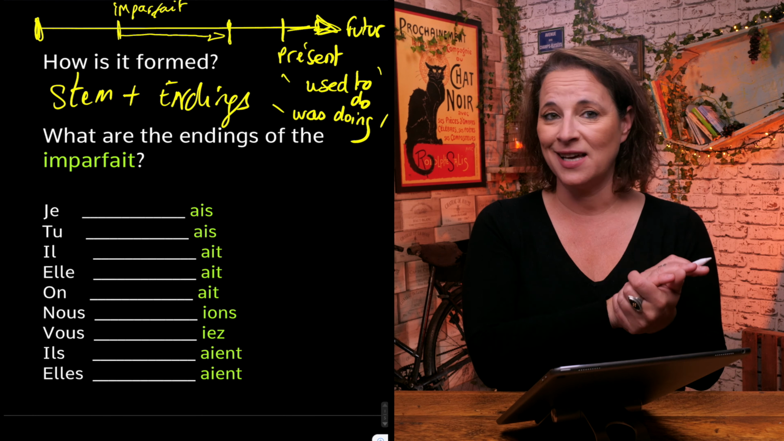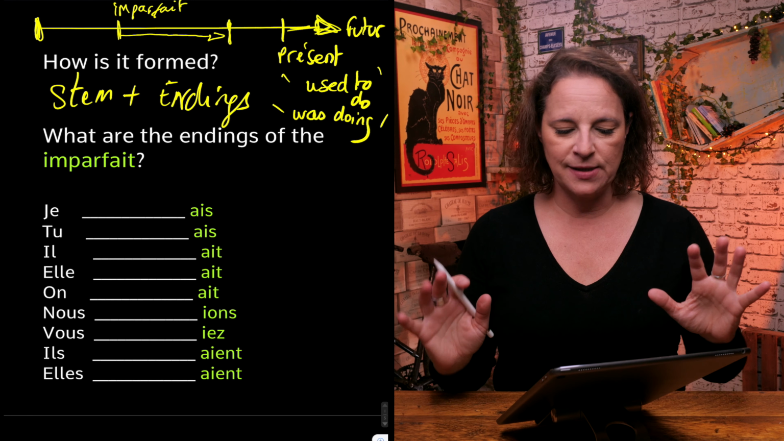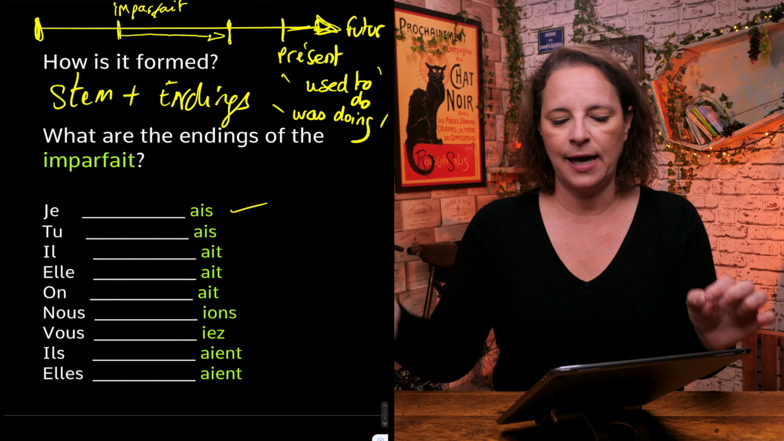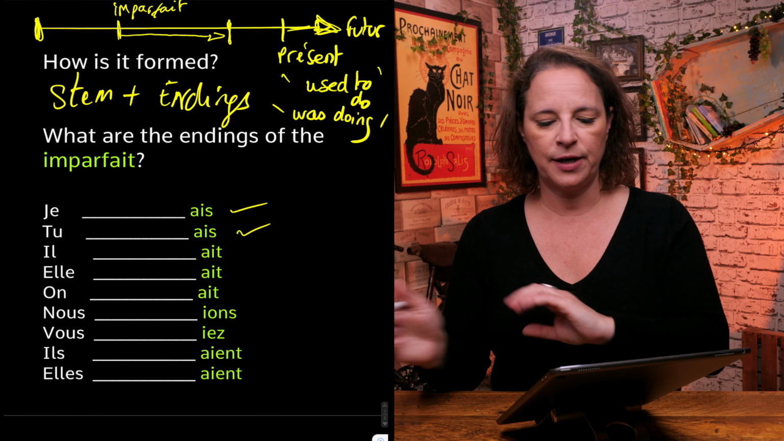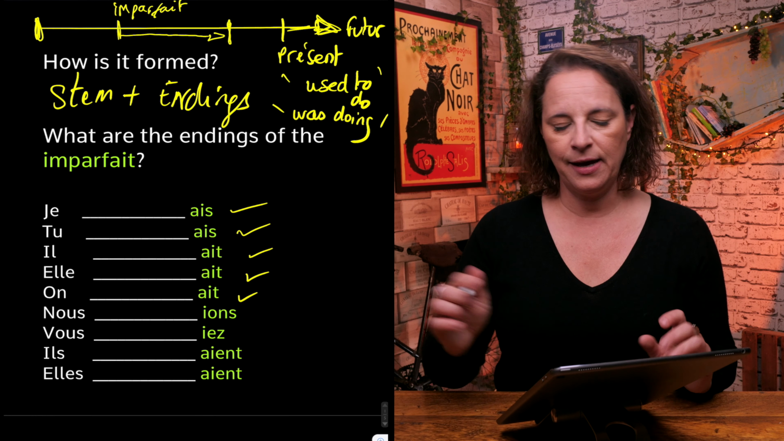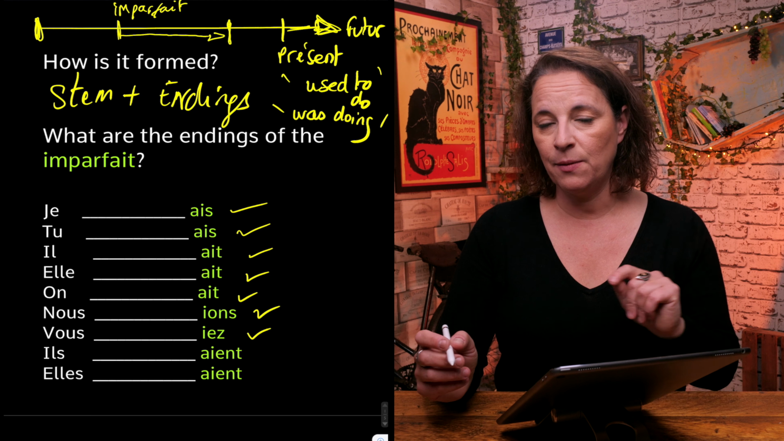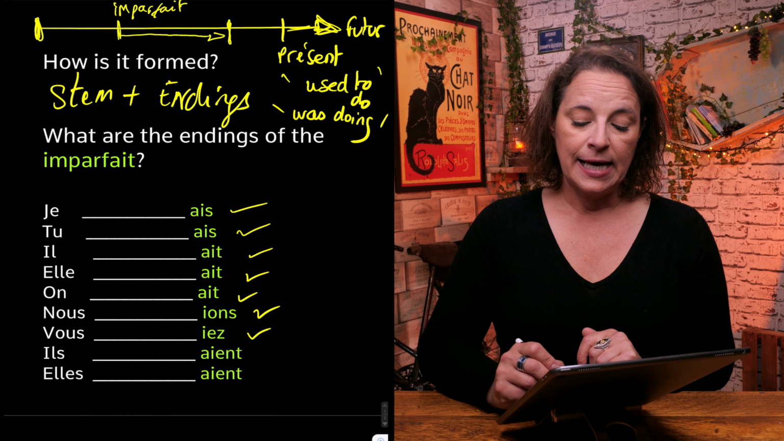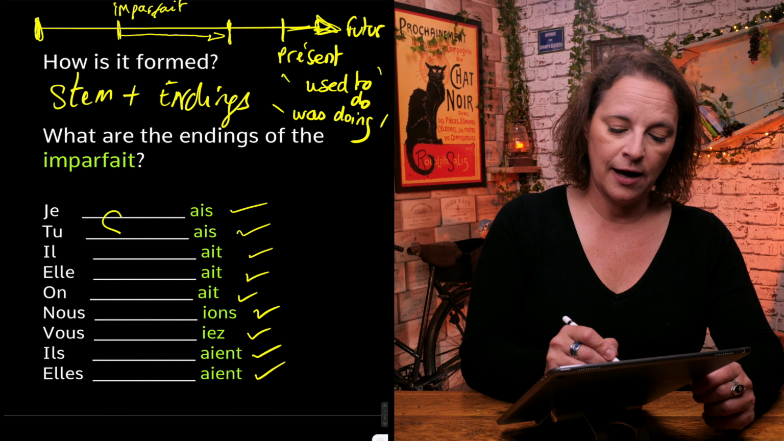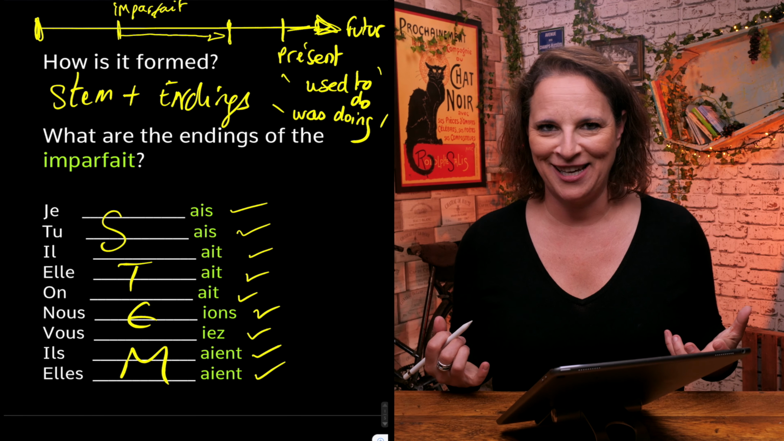So, what are the endings of the imparfait? Regardless whether it is an IR verb, ER verb, or third group verb, it's always the same. For je, it is ais, so you put stem and ais. Tu, stem of the word ais. Il ait. Elle ait. On ait. Nous ions. Vous iez. And I will come back to it in a second. Ils, and then aient. Elles aient. Here you have the stem of the verb you want to conjugate.